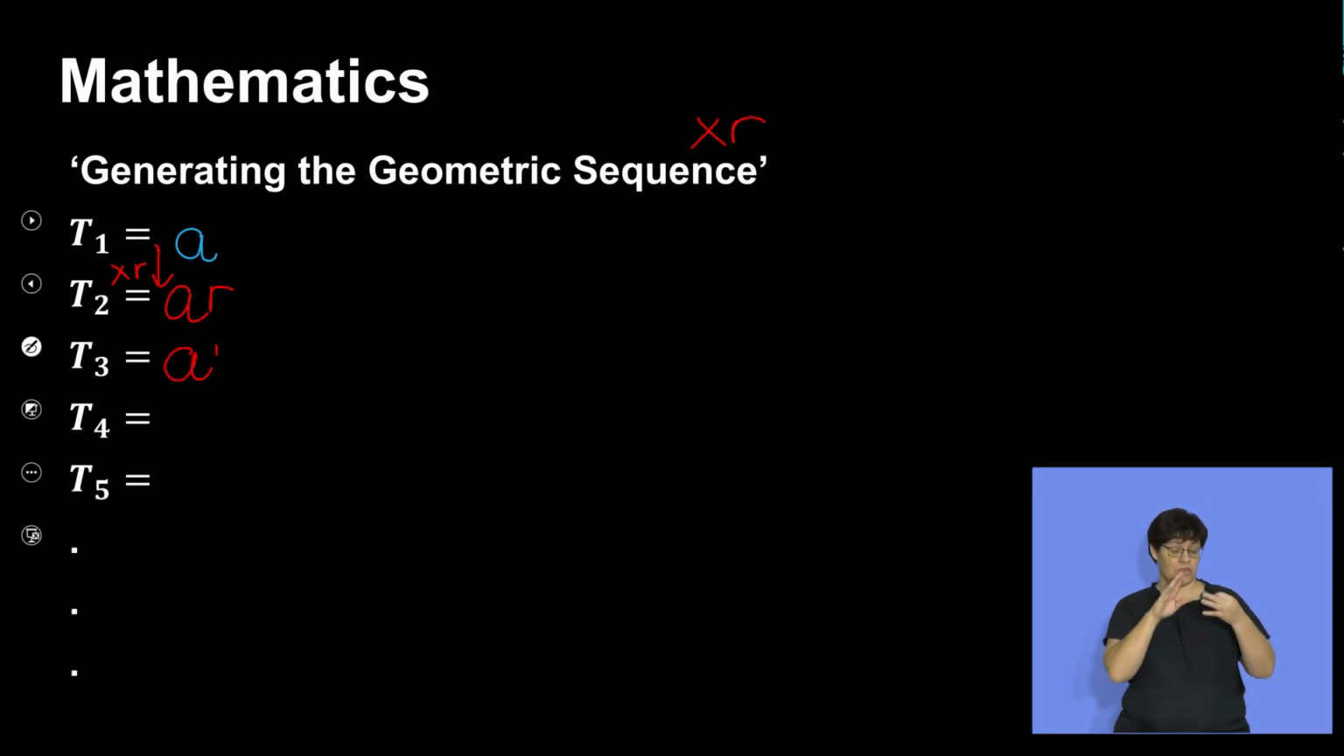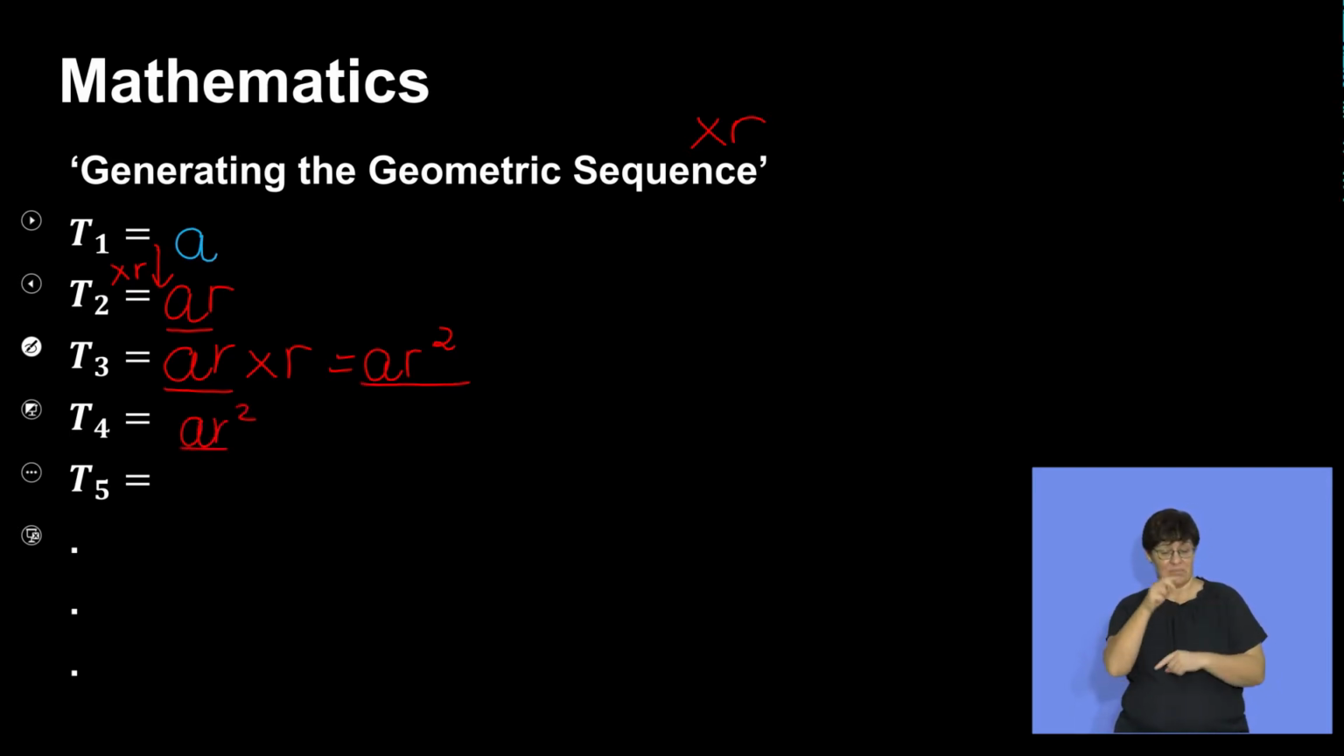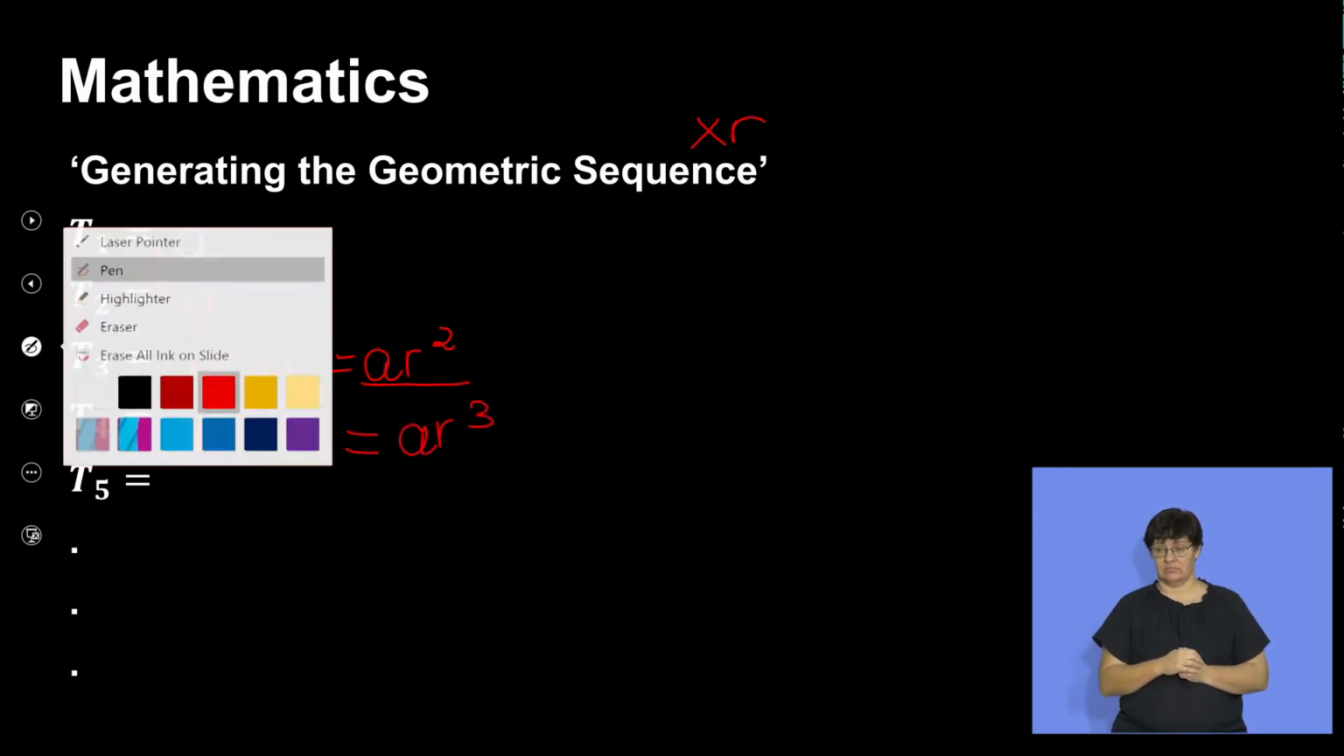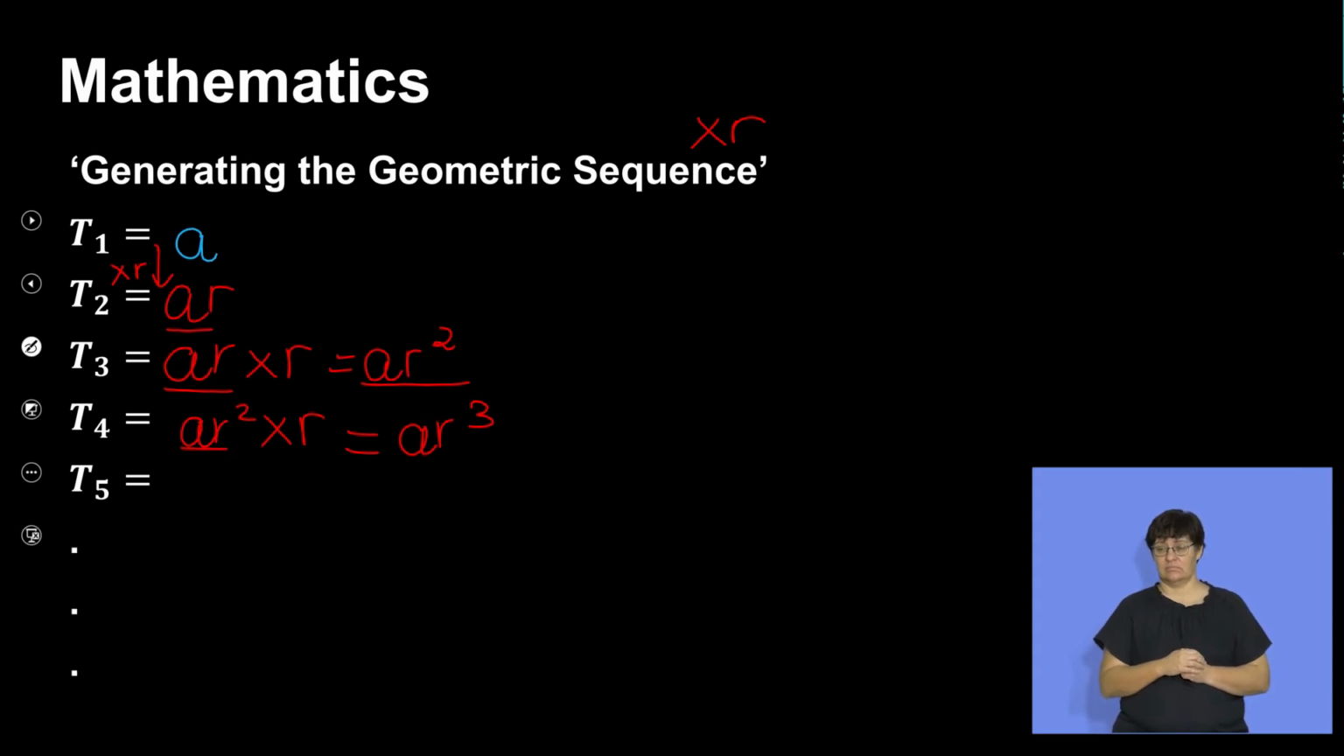Then to get the third term, I'm going to take the value of the second term, but I have to multiply it by R again. So T3 will be equal to AR squared. Term 4 will be the value of term 3, which we saw is AR squared. But again, I have to multiply by the common ratio to get to the next term. So I'm going to multiply by R again, which means term 4 would be equal to AR cubed. I'm just going to swap my color, so hopefully it's a bit easier on your eyes, guys. The value of term 4 is AR cubed. And in order to get term 5, I have to multiply it again by the common ratio. So term 5 would be AR to the power of 4.